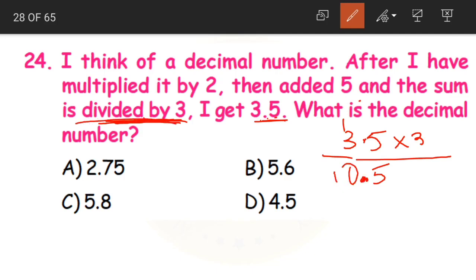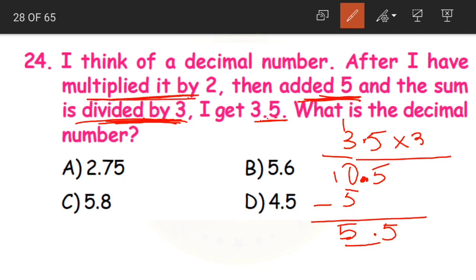Again, we had added 5, but now you have to do the opposite. Subtract 5. When we subtract, the answer will be 5.5. Then again, here it was multiplied by 2. But now what is the opposite of multiplication? Divide by 2. Yes, 5.5 divided by 2.